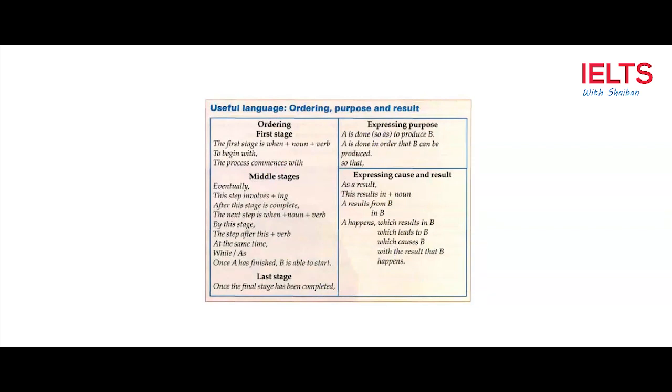A very important issue is to show the purpose of the stage, and this is part of the topic development. So we say stage A is done so as to produce stage B, or the product in A is finished, so it is ready to go through stage 2. Also, to show cause and result. And again, this is part of the development.